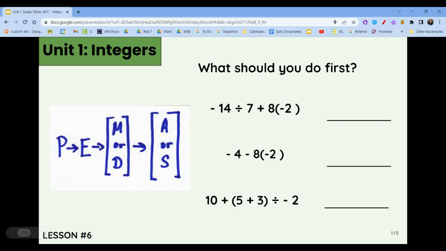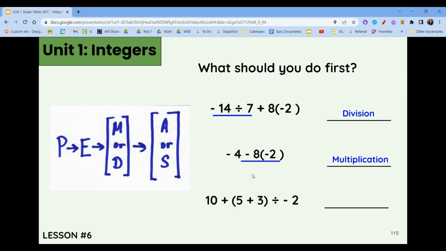There aren't any exponents. So I'm either doing multiplication or division first. Should I do this division or should I do this multiplication? The answer is you should do the division first, because multiplication doesn't always come before division. It's whichever of the two comes first when you read the expression from left to right. This next expression says negative 4 minus 8 times negative 2. So do you think I should do the subtraction first or should I do this multiplication first? The answer is you're going to do the multiplication first.